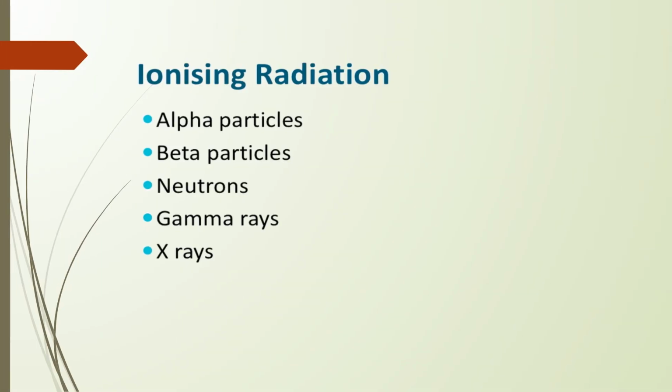Ionizing radiation manifests in 5 primary forms that safety professionals must manage. First, we have alpha particles, which are relatively heavy subatomic particles. Second are beta particles, which are fast-moving electrons or positrons. Third, we have neutrons, uncharged particles that possess high penetrating capability. Finally, there are gamma rays and X-rays, both of which are high-energy forms of electromagnetic radiation.